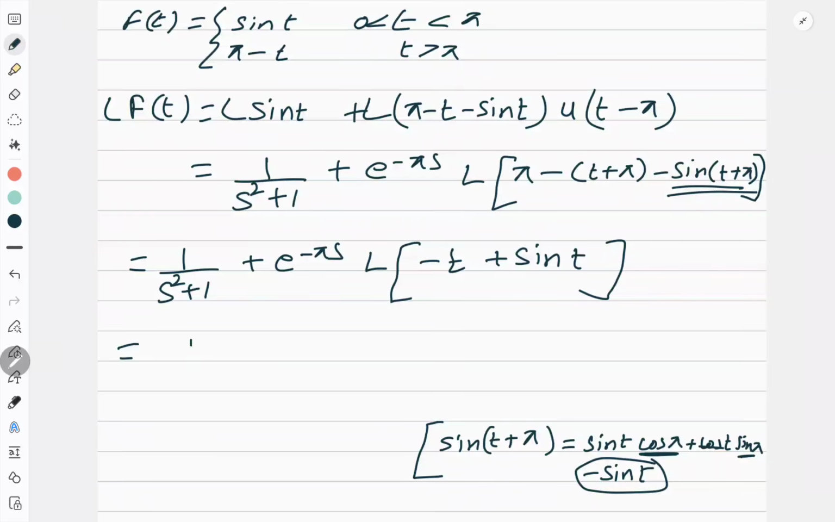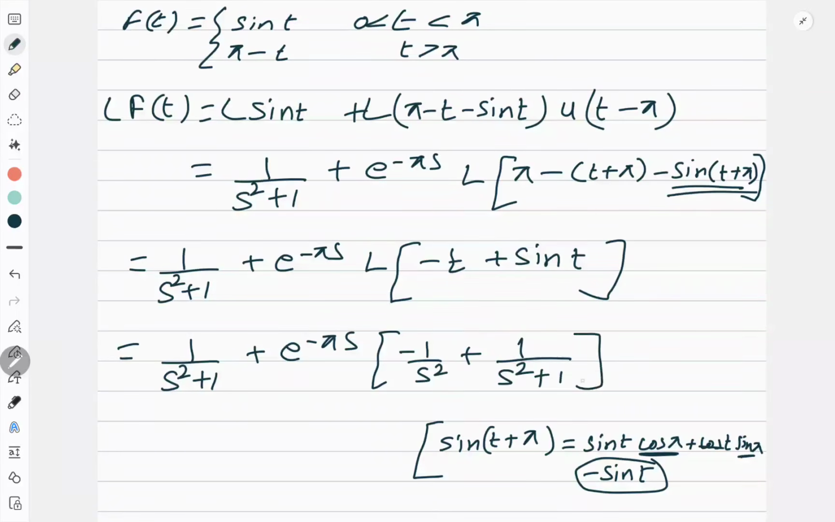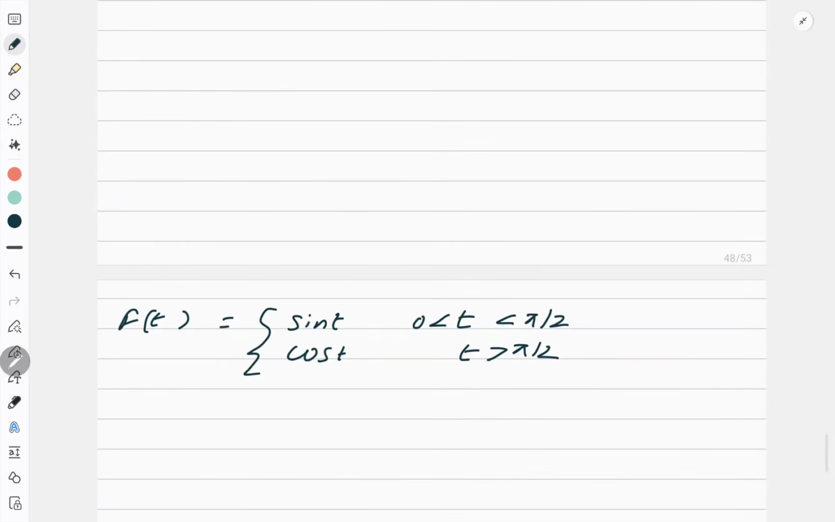Okay. Now 1 upon s square plus 1 plus e to the power minus pi s. What is Laplace of t? 1 by s square. What is Laplace of sine t? 1 by s square plus 1. So this is my answer. Okay. Let's move to the next one.